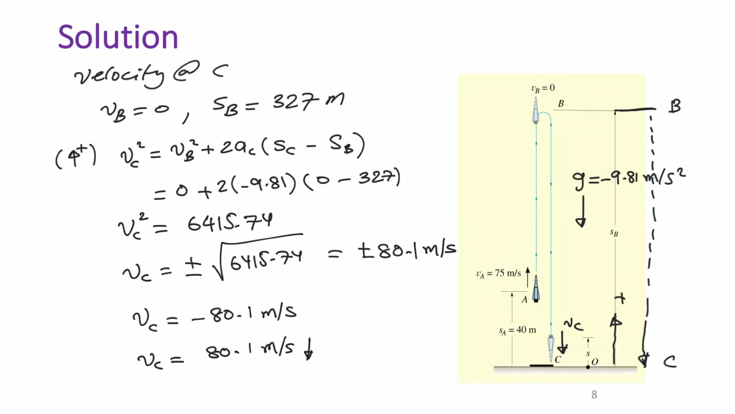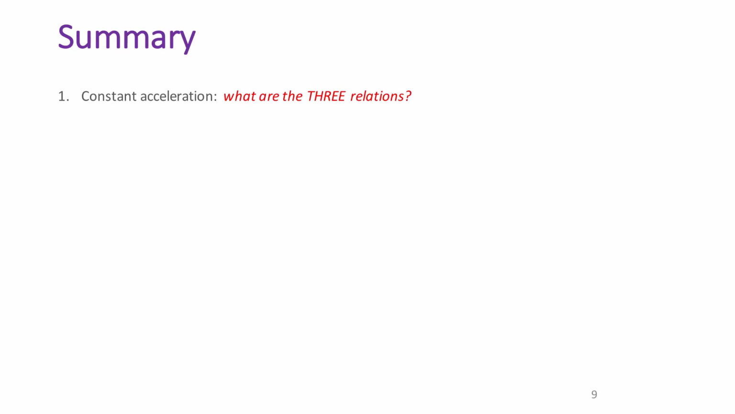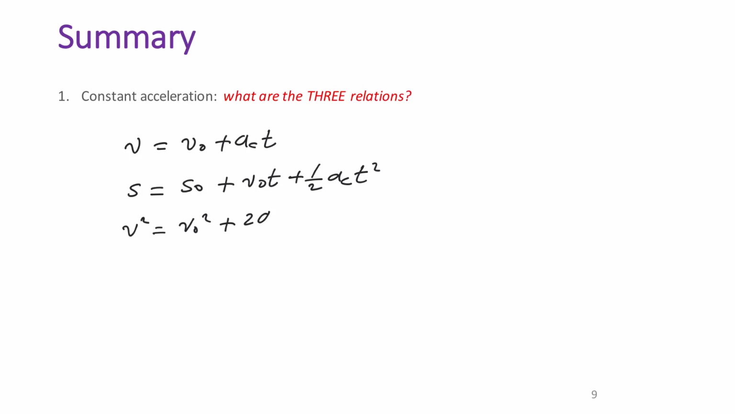So in the end, what we just discussed are the constant acceleration relations, which are V equals V0 plus AC multiplied by T, S equals S0 plus V0T plus half AC T square, or V square equals V0 square plus 2 AC multiplied by S minus S0. Don't forget that you should always define what is your positive and what is your negative direction.